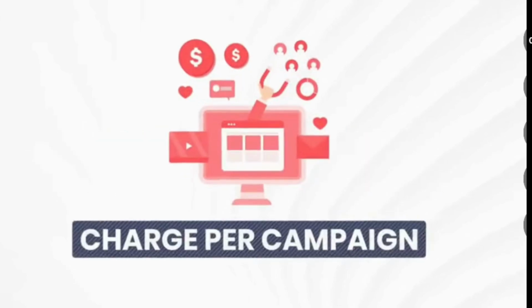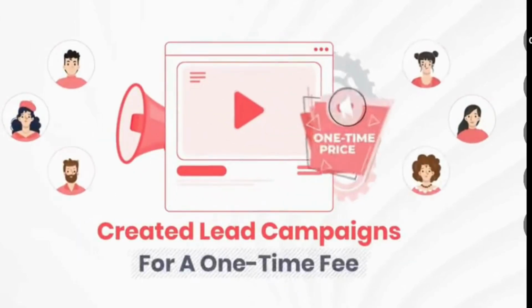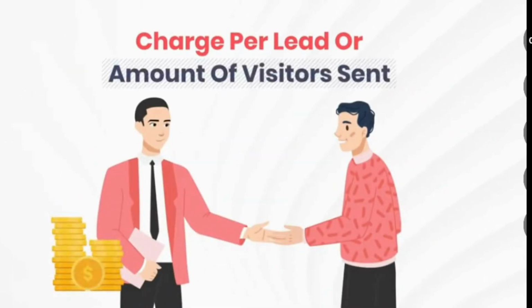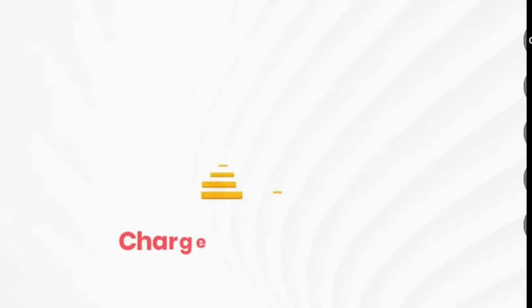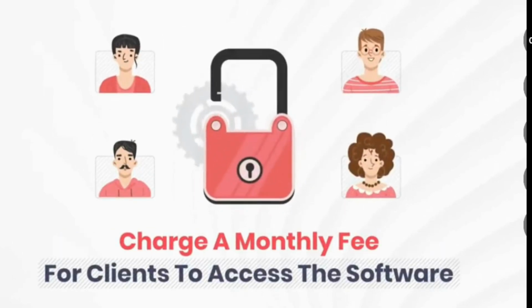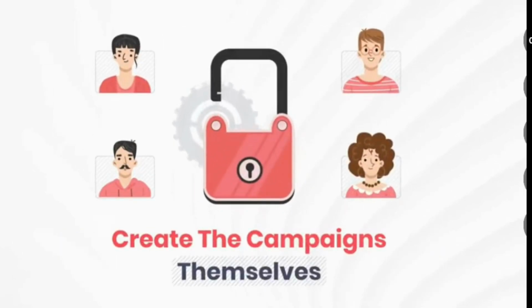Way 1, charge per campaign. Create lead campaigns for a one-time fee. Way number 2, charge per lead sent. Charge per lead or amount of visitors sent. Law firms pay up to $100 per lead. Way 3, charge for app access. Charge a monthly fee for clients to access the software and create the campaigns themselves.